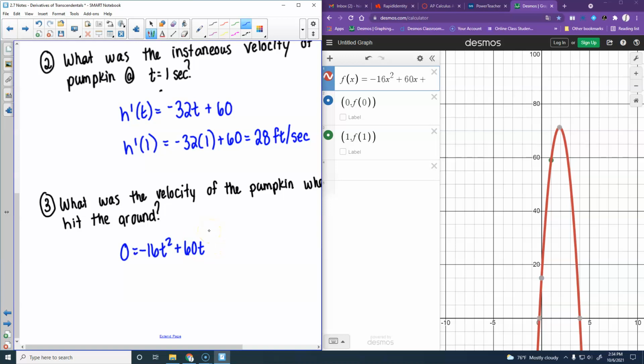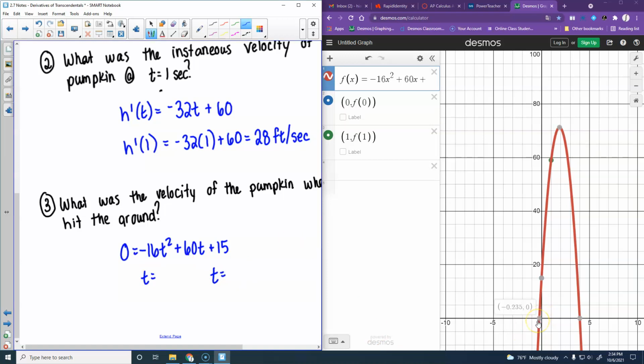Well, we have to know when it hits the ground to know what number to plug into the derivative. So we would plug in 0 for our height, because the height is going to be 0 when it hits the ground. And we'd have to find that time, and I'm going to let us use the graph instead of making us do quadratic formula for that.